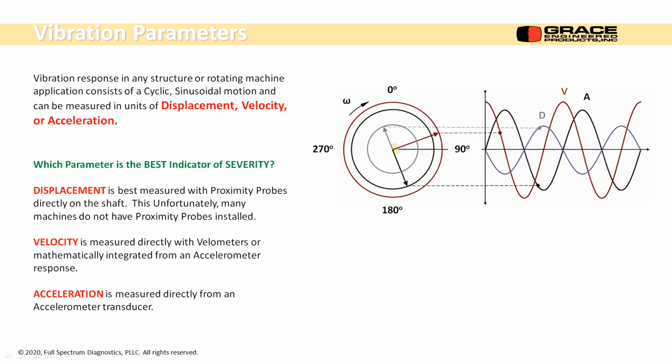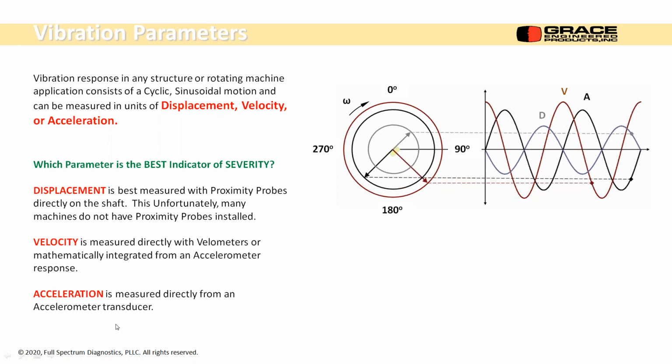The easiest thing to do is integrate that signal mathematically from an accelerometer. So actually we're taking an acceleration measurement and we're mathematically turning it into velocity. There's very few drawbacks to doing that, except extreme low speed rotating machines. So that's the standard method.